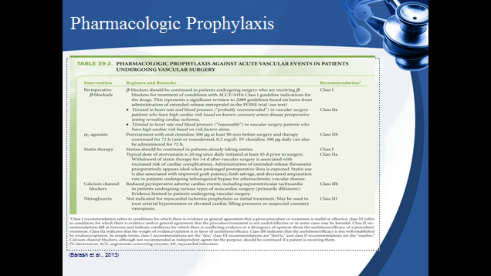AHA guidelines and perioperative blockade. These are Class 1 recommendations indicated for patients previously taking beta blockers, and a Class 2A recommendation where beta blockers are titrated for heart rate and blood pressure while they're undergoing the surgery.